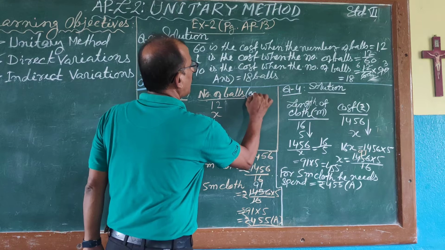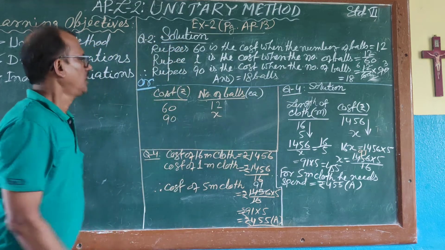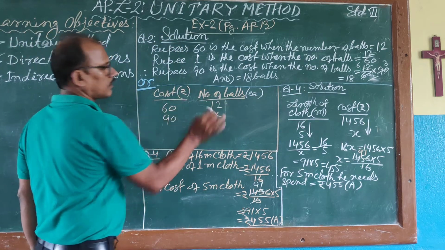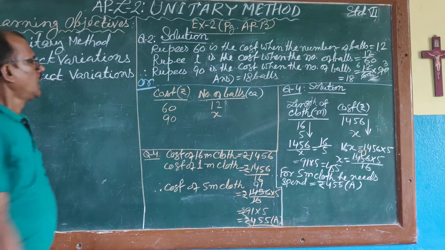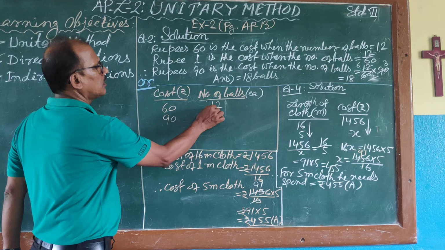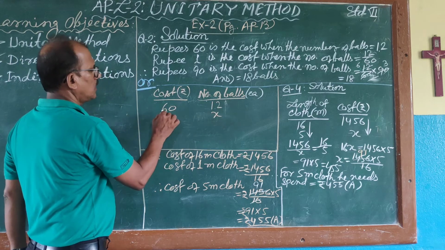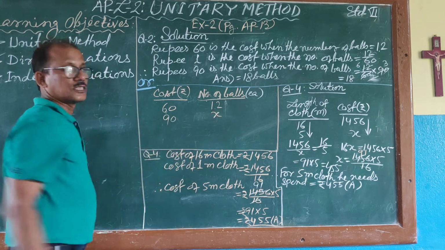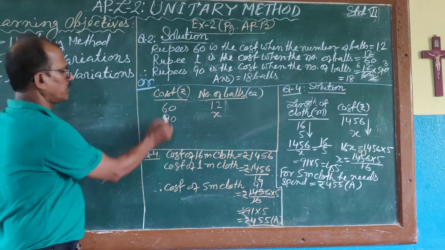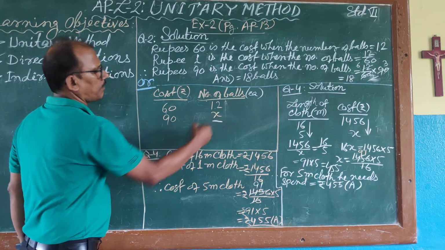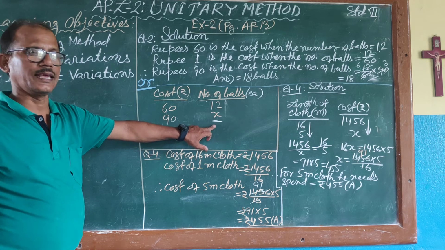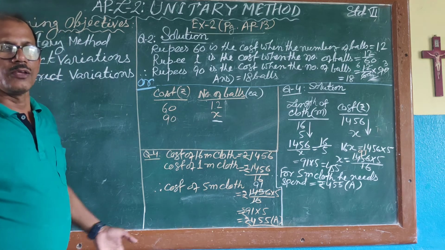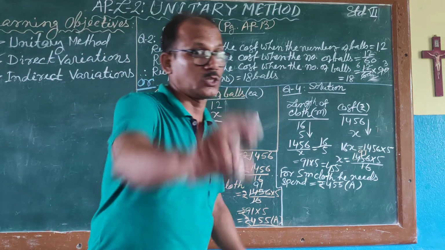Here you can write down, otherwise, cost in rupees, under two headings. Two things are given. Now 60 rupees is the cost for how many balls? 12 balls. Otherwise, 60 rupees is the cost of 12 balls. That is known. Then the cost is given, but the number of rubber balls you don't know. Which you don't know, you make it X. You understand?